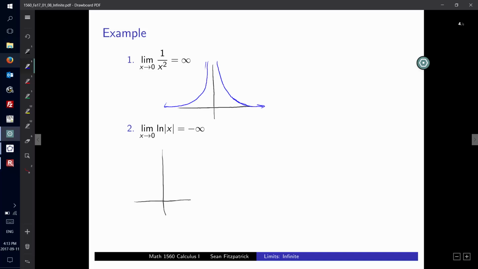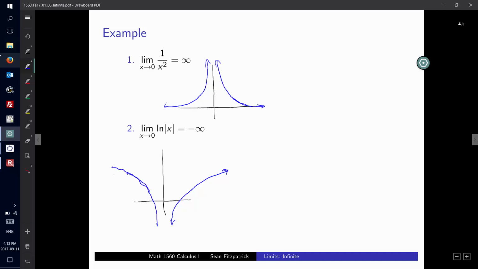Goes off like that, and it goes off towards plus infinity as you get close to 0 from either side. Here's the graph for the log of the absolute value of x, because the log function we know is only defined when x is positive, but you can also throw in the negative values if you first take the absolute value, and then you get this piece of the graph as well.